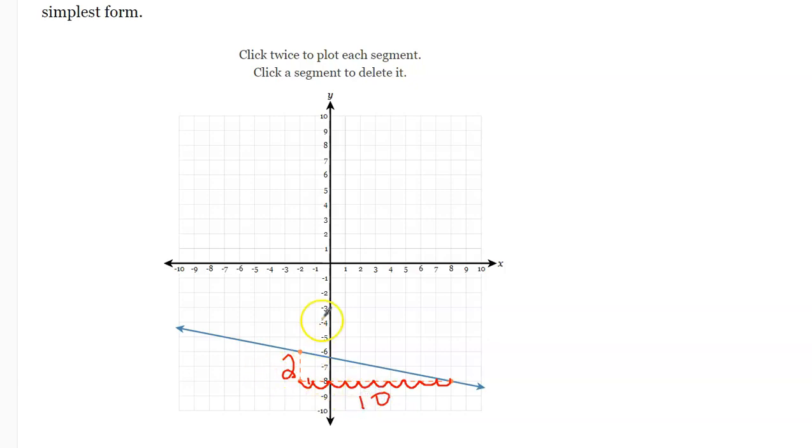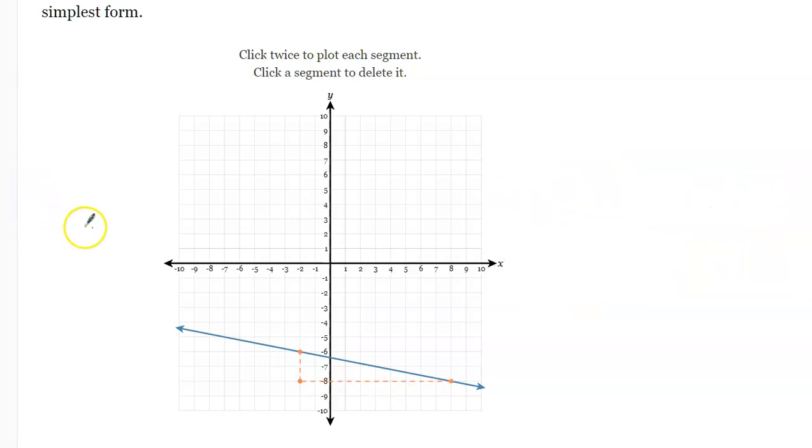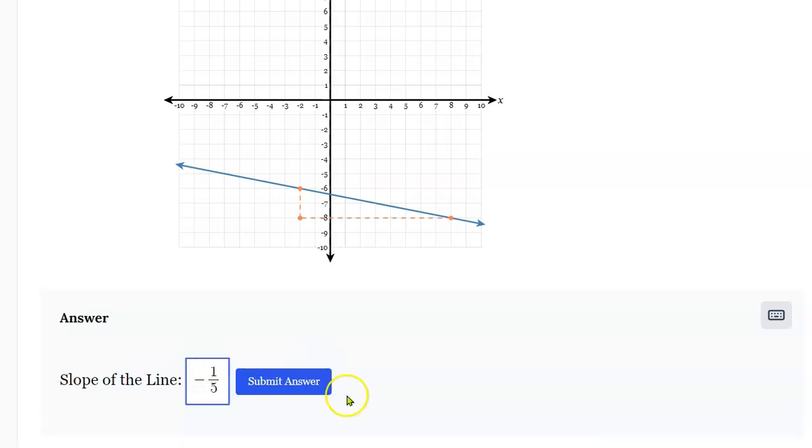Now be careful. The direction in which your triangle is facing or your line is tilting is important. This line is tilting downhill, so I need to put that negative 2 next to my rise. So negative 2 over 10 is the slope. If you don't know how to simplify this, type it into your calculator and press enter, and it will simplify it for you. Negative 1/5 is the slope, and that's what I'm going to type down here in the answer box. Negative 1/5.